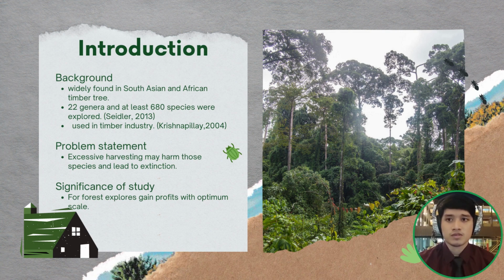Dipterocarpaceae can be found in South Asia and Africa as timber trees. There are at least 22 genera and 680 species that have been found. Dipterocarpaceae are also useful in the timber industry.